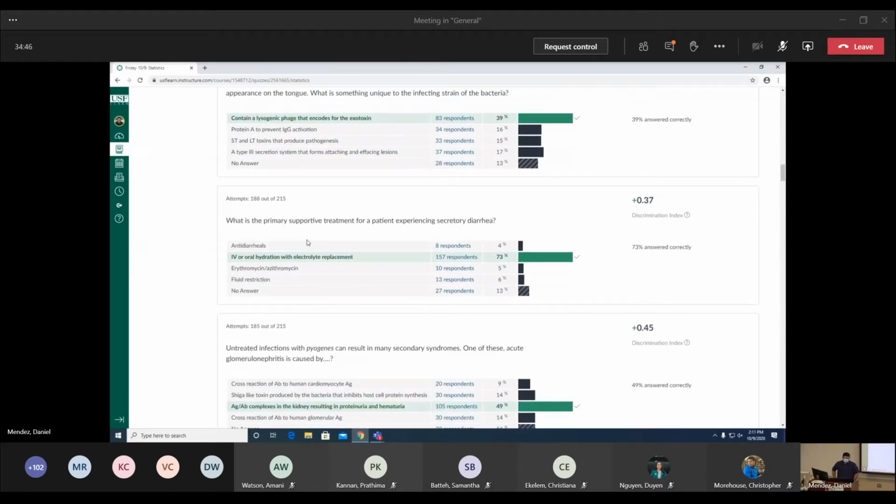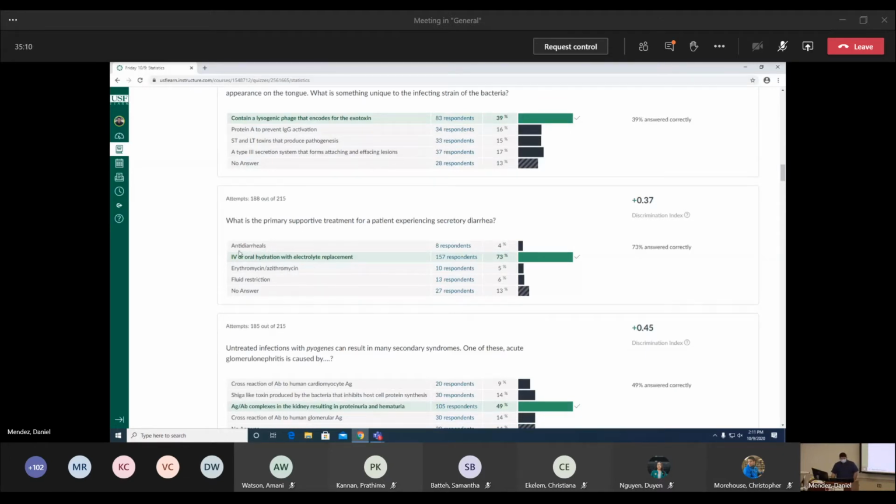What is the primary supportive treatment for a patient experiencing a secretory diarrhea? Everyone did really well on this one. So IV and oral hydration with electrolyte replacement. That's going to be the biggest supportive treatment. So that's how you can support without actually giving the patient any sort of chemical or treatment that could affect production of toxins or affect the bacteria at all.